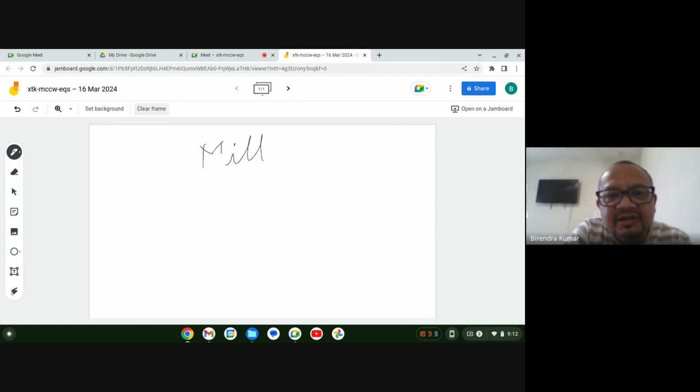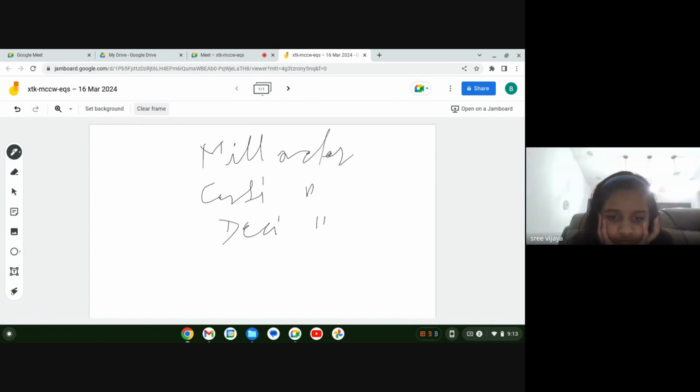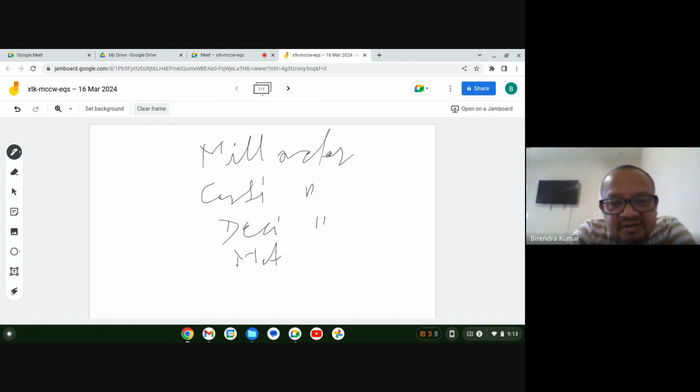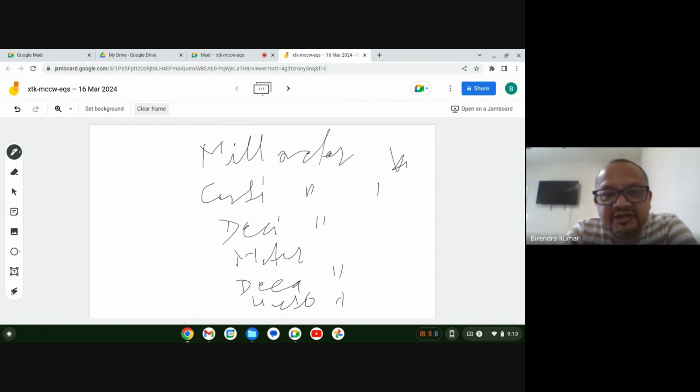Let's look at only distance for now, because everything else is the same. Okay, let's pick up one: millimeter, centimeter, decimeter. Then comes meter, decameter, hectometer, and last is kilometer. Okay. Now look at the relationship.